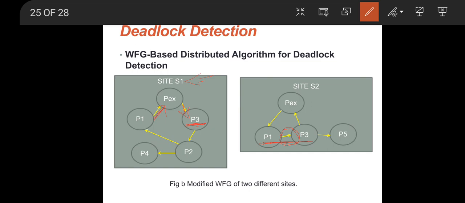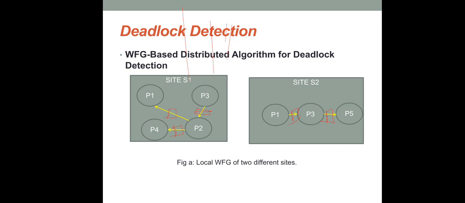So in the wait-for graph deadlock detection algorithm, what we do is, first of all, the site constructs a local wait-for graph and a Px node is added, and how the edges will be connected is governed by the two conditions that we discussed in the previous slide. Now similarly, let us go to S2. This is the local wait-for graph of S2.